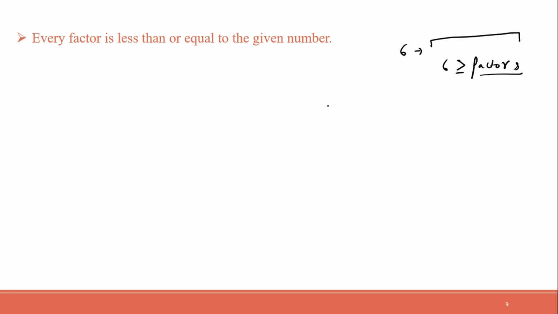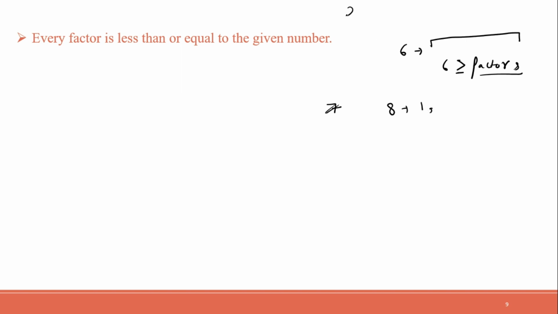Because if I check for 8, let's say, I'll check from 1. So 1 will definitely be a factor because I have told you that 1 and the number itself will always be the factor. So I'll write 1 here.